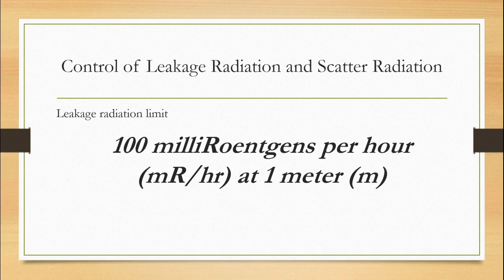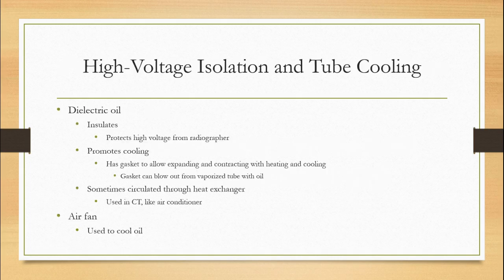All right, control of leakage radiation and scatter radiation. So the leakage radiation limit, the maximum amount that's allowed to be outside the lead housing, is 100 milliroentgens per hour at 1 meter. So you need to know that. High voltage isolation and tube cooling.